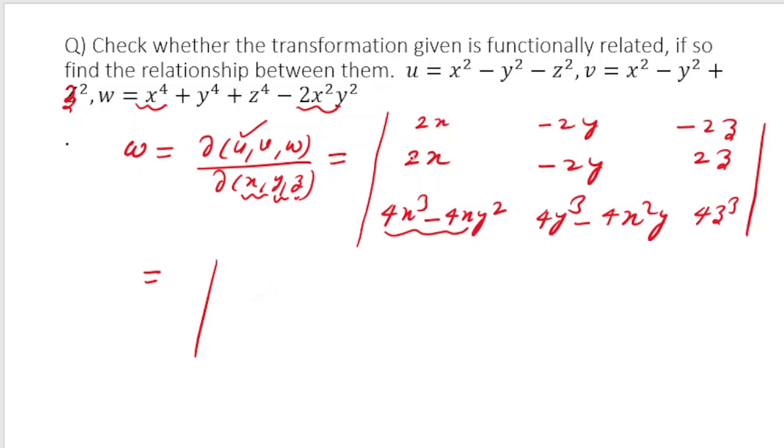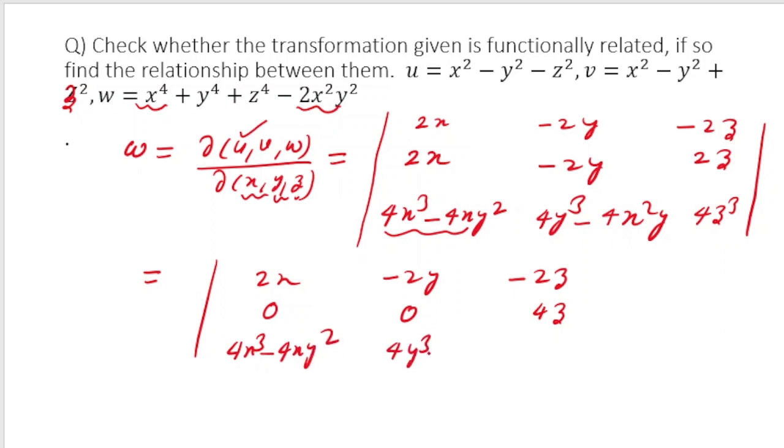So it is subtraction basically, because I was slightly worried about what I am doing. So I subtract: I will write 2x minus 2y and minus 2z, and if I subtract, it becomes 2x minus 2x, 0; minus 2y minus minus 2y becomes 0; and 2z minus minus 2z becomes 4z. And then we have 4x cube minus 4xy square, 4y cube minus 4x square y, and then 4z cube.